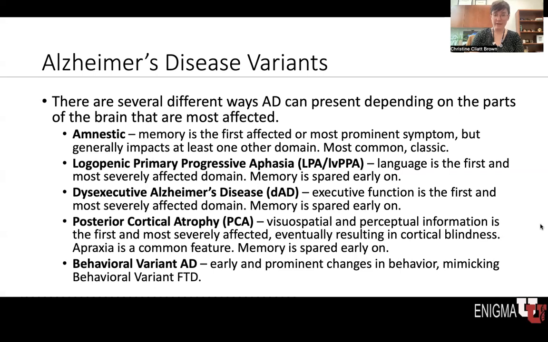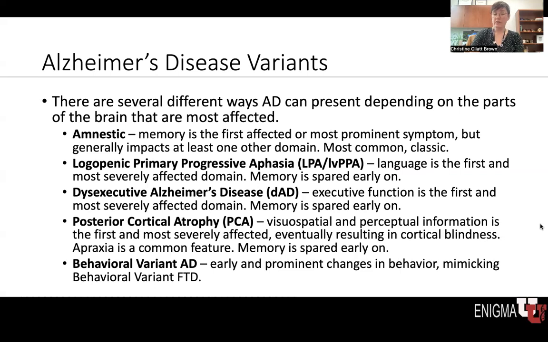As you may guess from the name, in this one, executive function is the first and most severely affected domain. And again, memory is spared early on in dysexecutive Alzheimer's disease. We see this one a little more commonly in people with the onset of Alzheimer's disease earlier in life, before age 65. And then there's something called PCA, or posterior cortical atrophy.